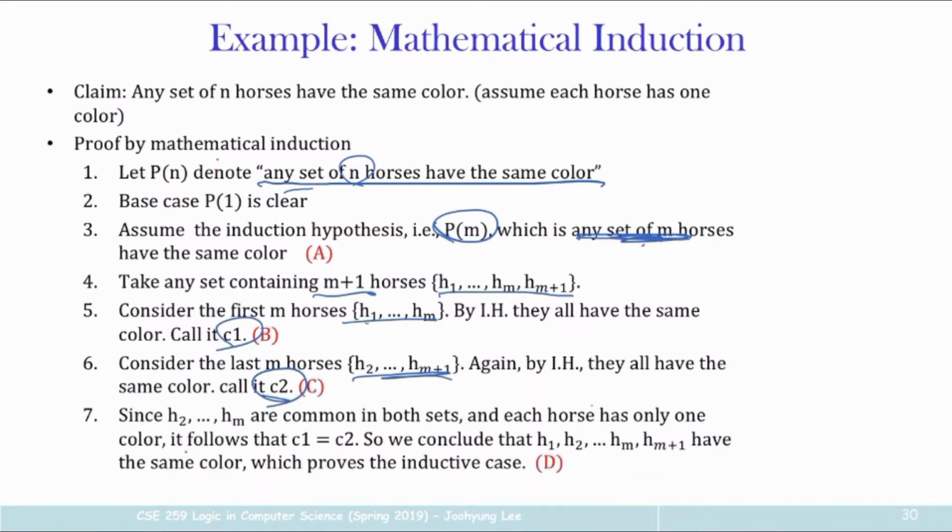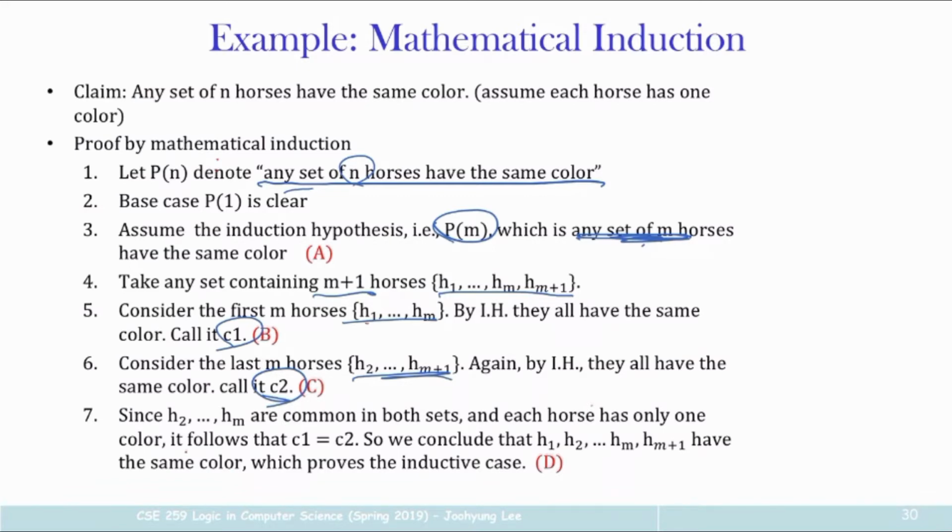If you look at these two sets, they have common horses, H2 to Hm. And each horse has only one color, which means that C1 should be equal to C2. The color of the first set should be the same as the color of the second set because they have common horses, and each horse can have only one color. So we conclude that all the horses from H1 to Hm plus 1 have the same color. So this proves the inductive case.